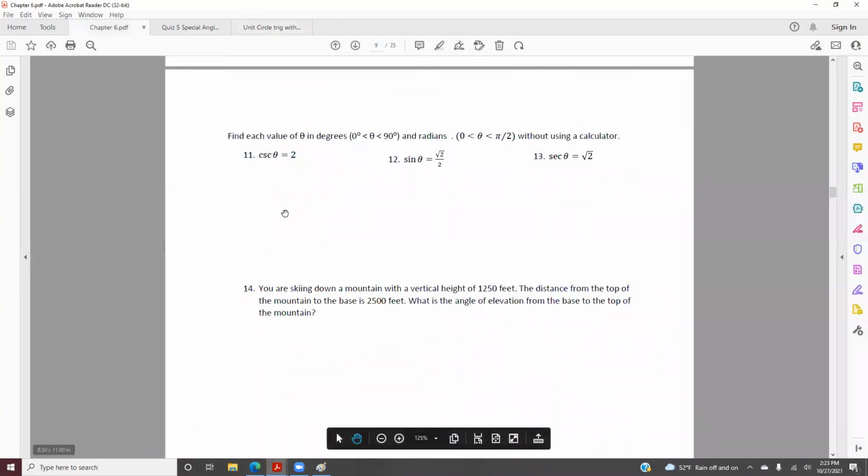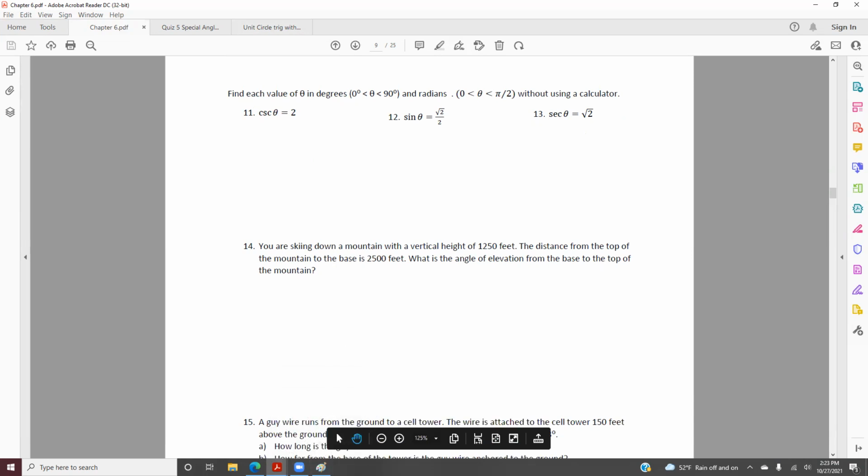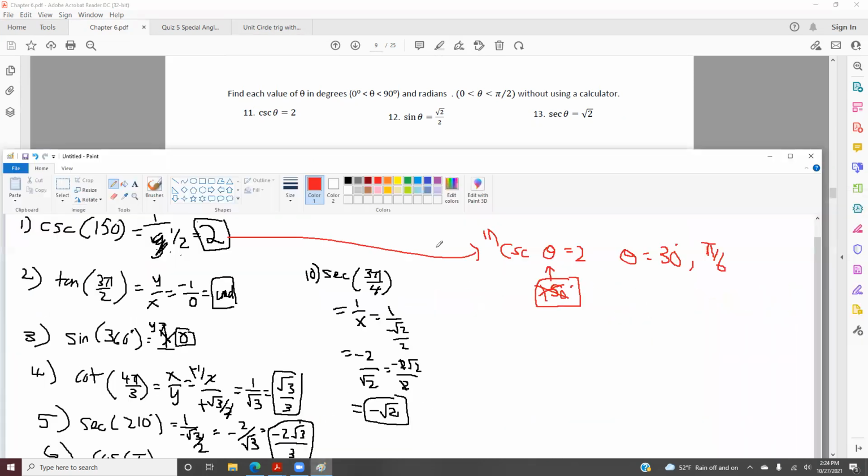So this is what we call an inverse trigonometric function. That means you do it the other way. Okay. So can someone tell me for question 12, what will theta be? Because they want it in radians. Sine theta equals root 2 over 2.